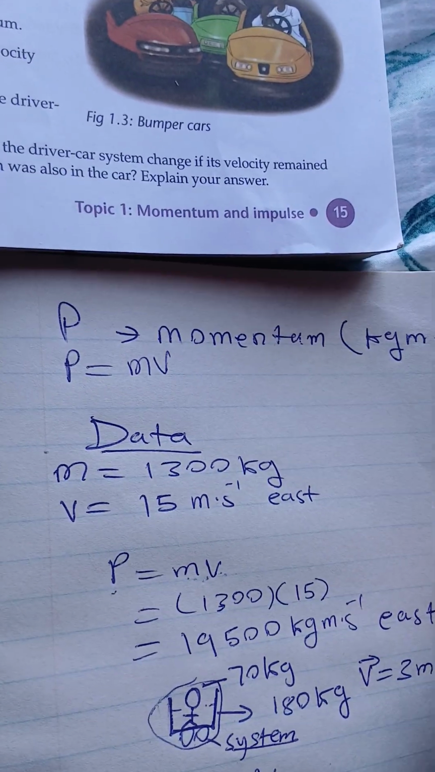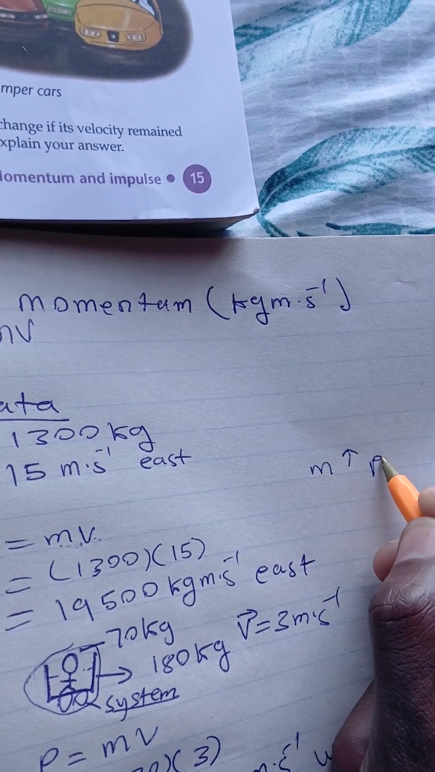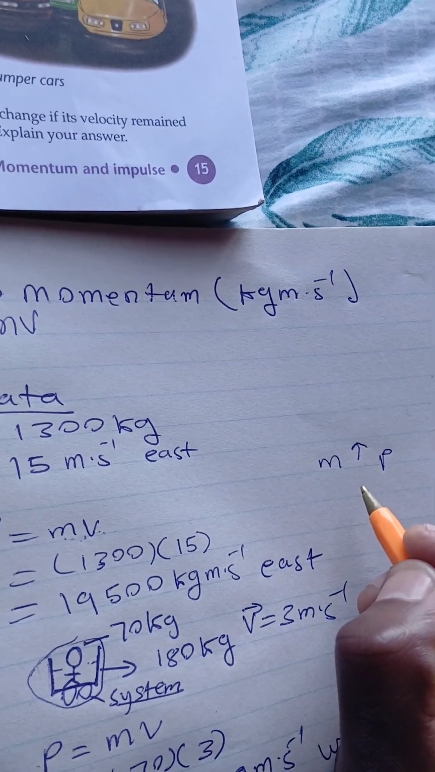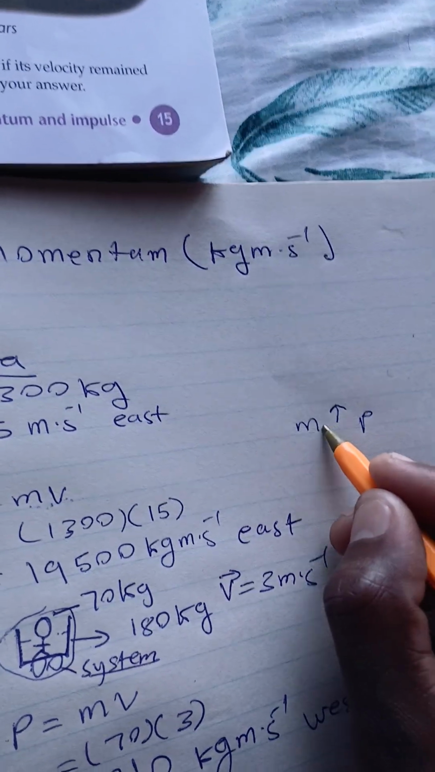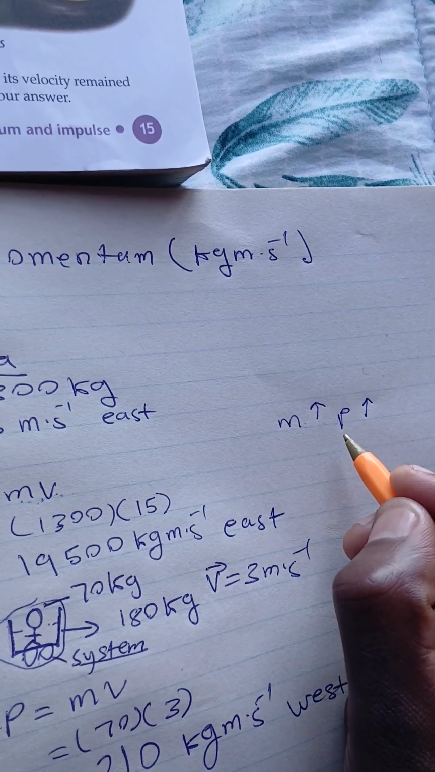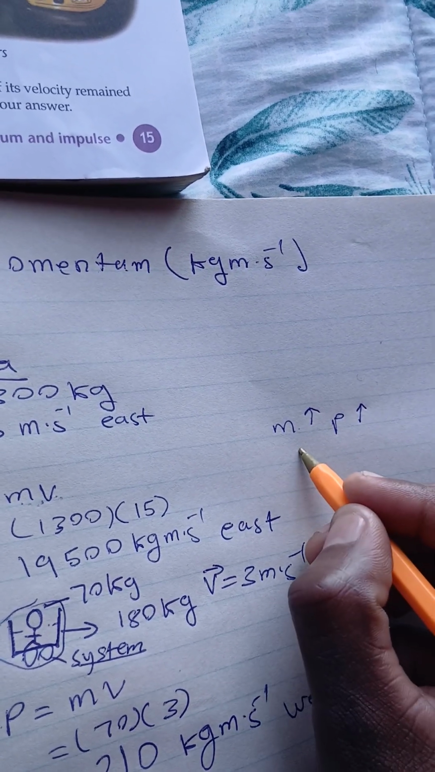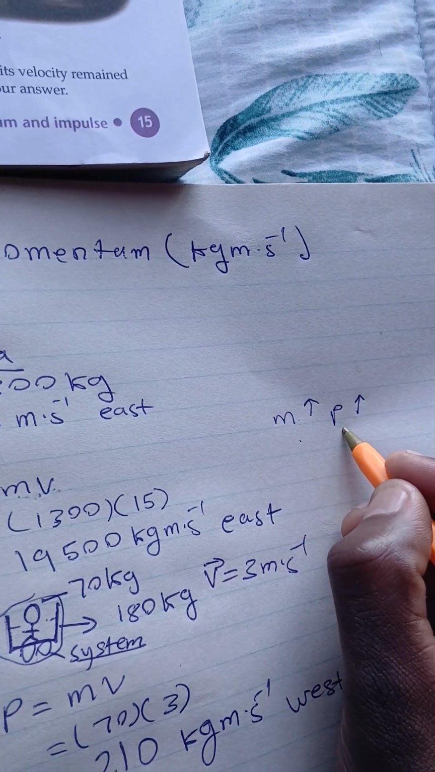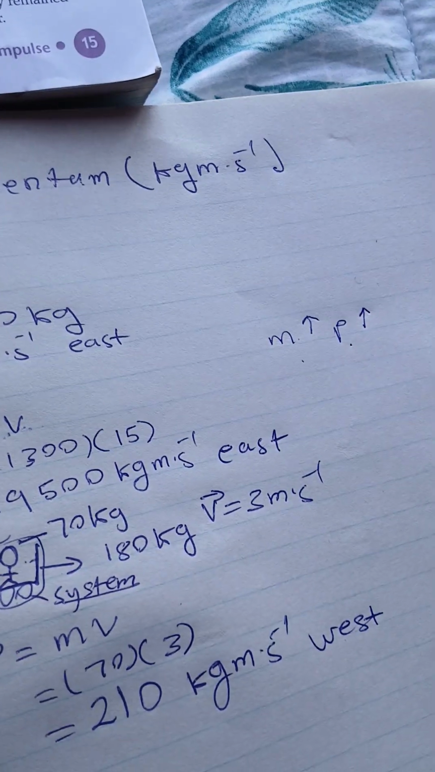So if mass increases, what will happen to momentum? We know that momentum depends on mass and velocity, right? So if they increase the mass, momentum will also increase because it depends on both mass and velocity, and because mass has increased, momentum will also increase. All right, so that's how you're supposed to answer that question.